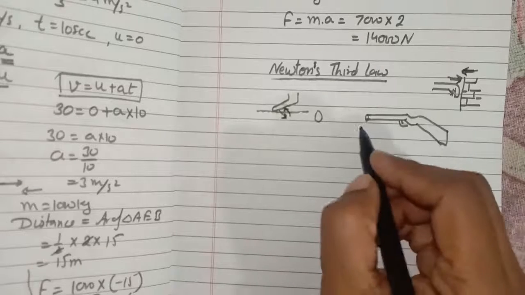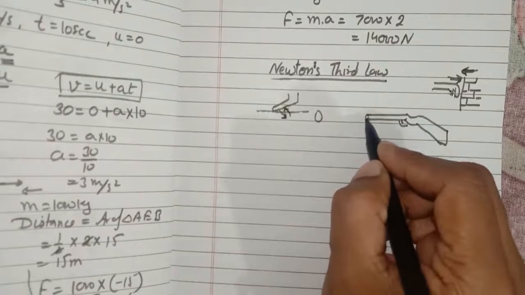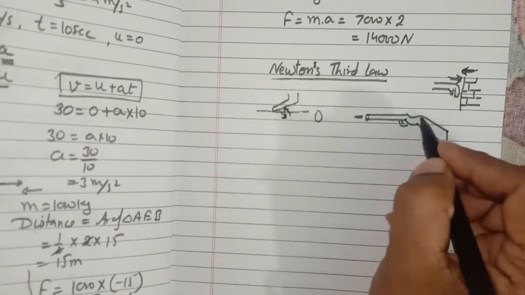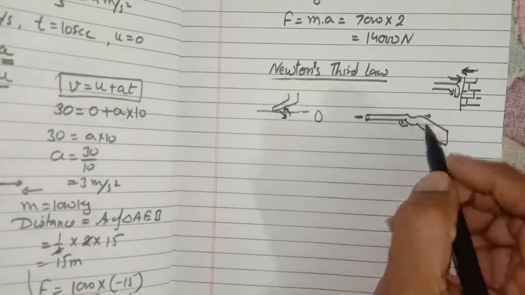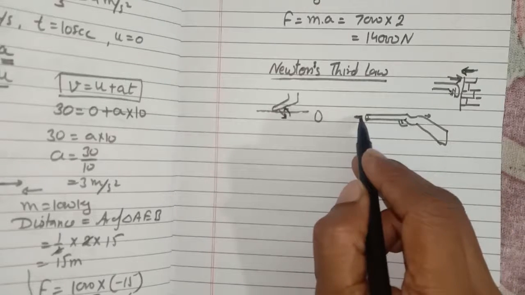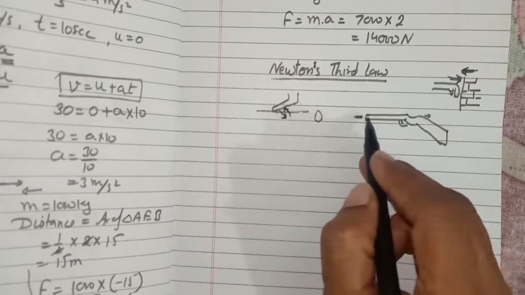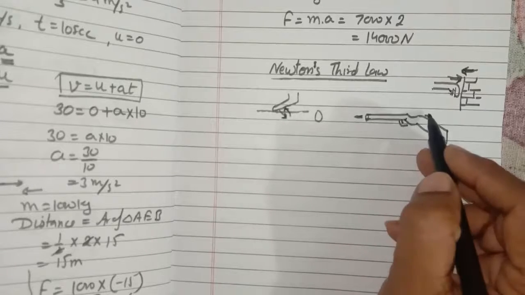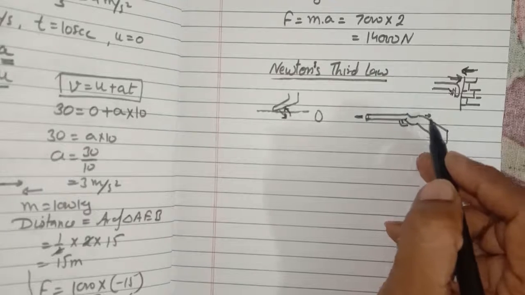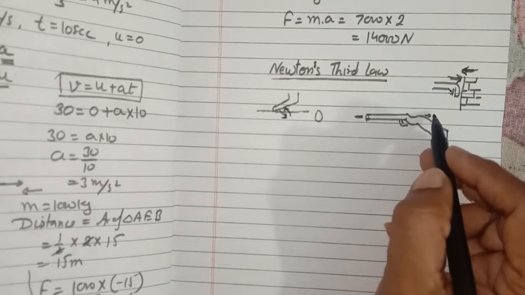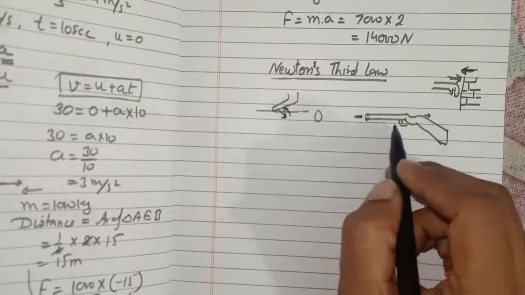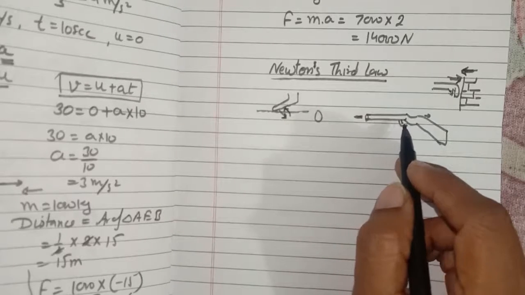So this is a gun, and if we fire a bullet from this gun, what happens? Actually, we also get hurt by this gun in the backward direction. If this gun exerts a force on the bullet, it also exerts an equal and opposite force on this gun, and that's why we get hurt by this gun, and this jerk we actually feel on our shoulders. So this is an example of action and reaction.